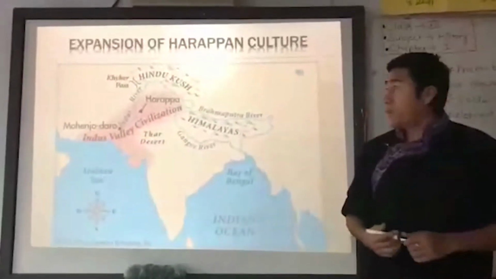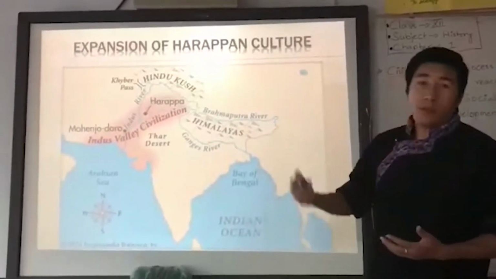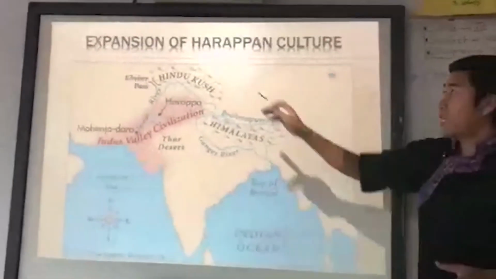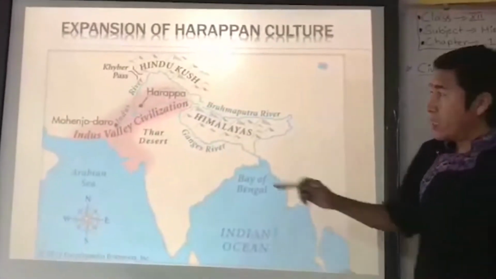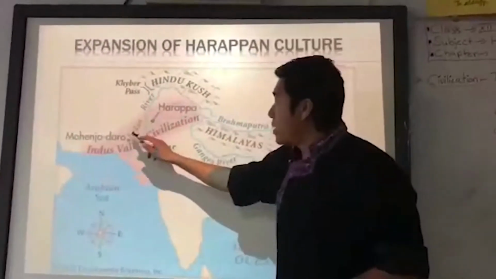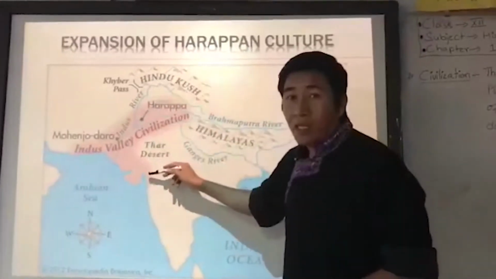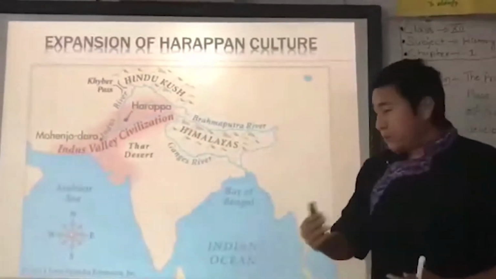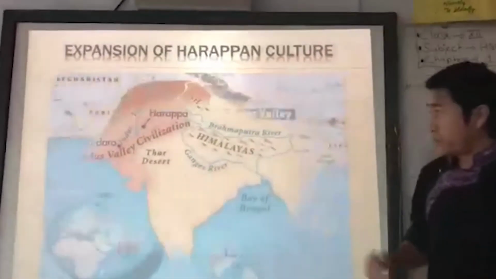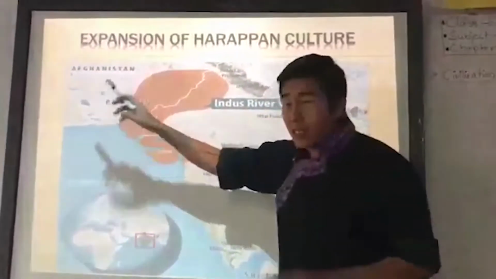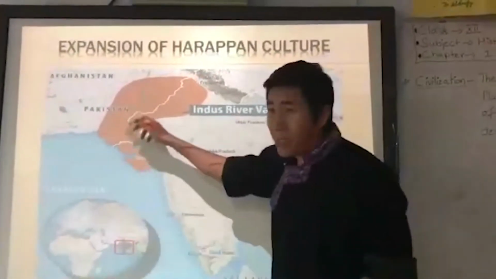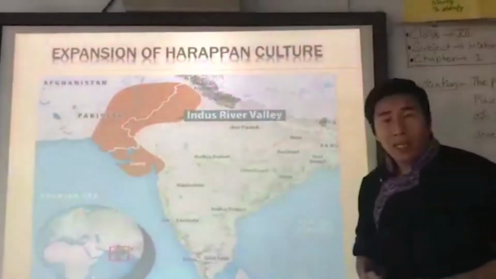Before I explain the chapter, it is important for you to know the map of the Indus Valley civilization, the expansion of Harappan culture. It extends from Afghanistan to present-day Pakistan, and from Jammu Kashmir to Gujarat. In present-day terms, some part of Afghanistan, most of the Indus Valley civilization in Pakistan, and some part of India.